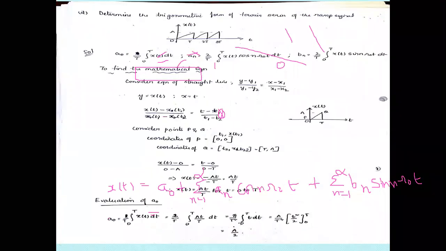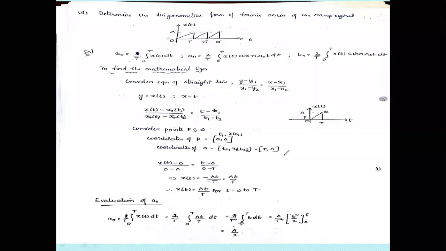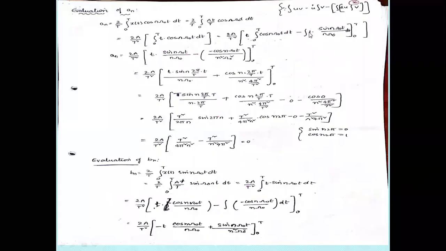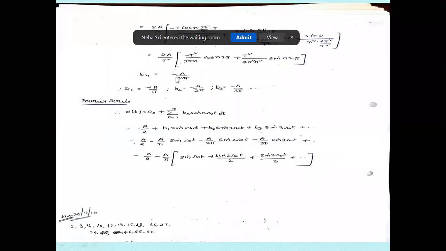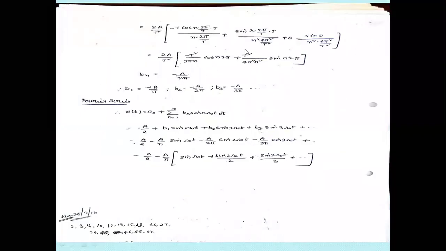What is the a naught? We got a naught is equal to a by 2. You see here, a naught is equal to a by 2, an is equal to 0, and bn is equal to minus a by n pi. Substitute all the values here. A naught is a by 2 and an is equal to 0. There is no second term here.